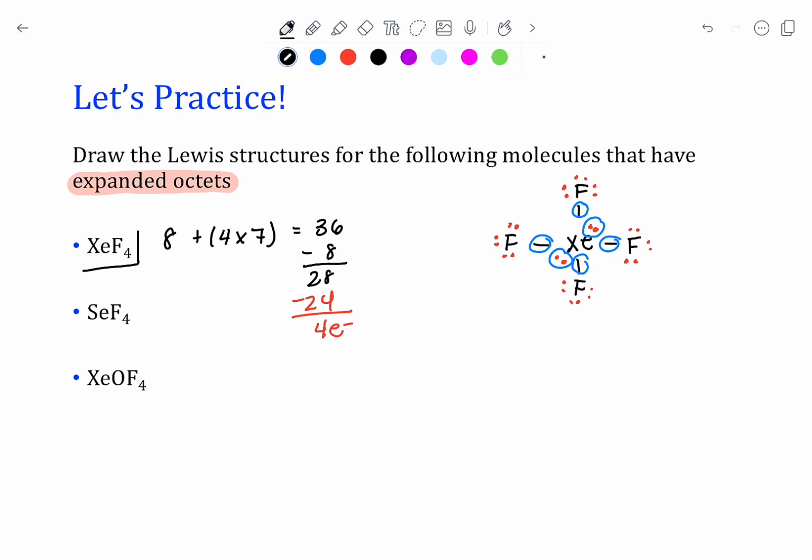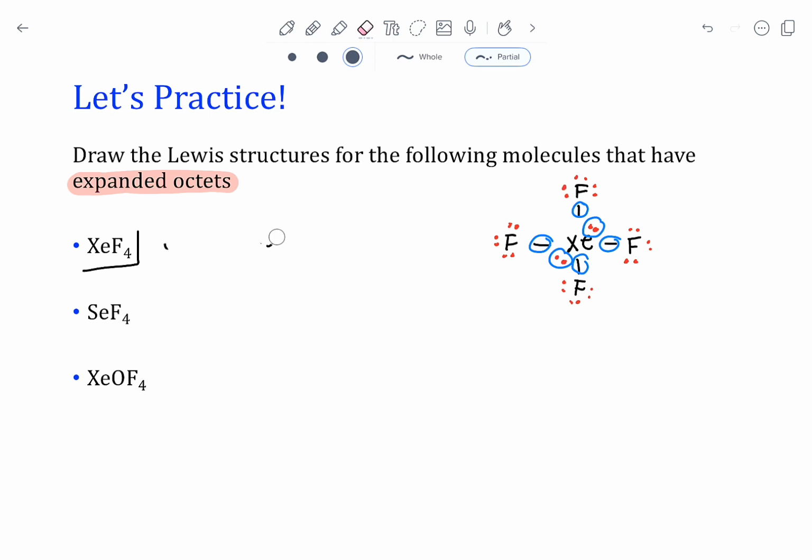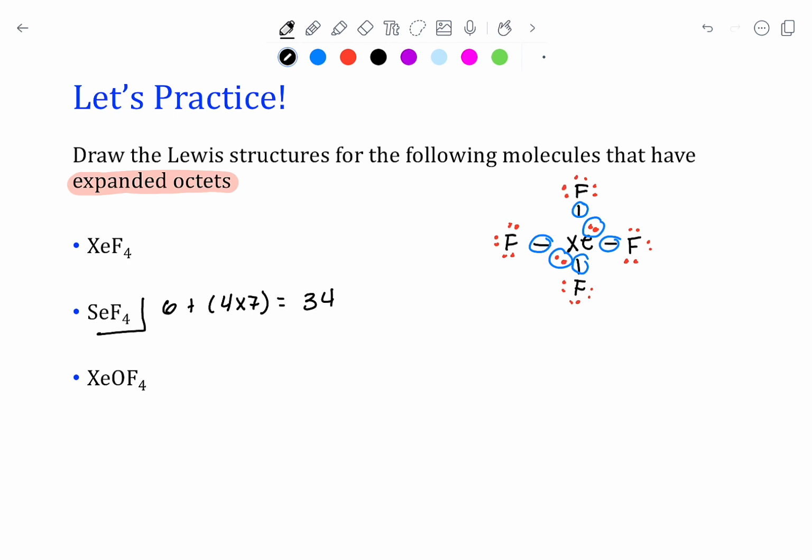Okay, let's try another one. Let's try selenium tetrafluoride. So very similar to the one that we have right now. Our structure is going to look a little bit different, but selenium tetrafluoride is 6 valence from the selenium and 4 times 7 from the fluorines again, which is a total of 34 electrons. So it's going to look very similar to what we just did.